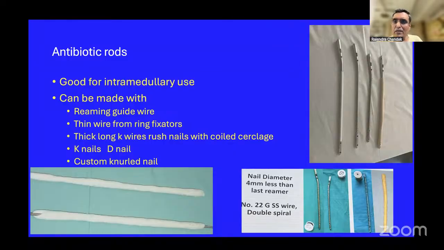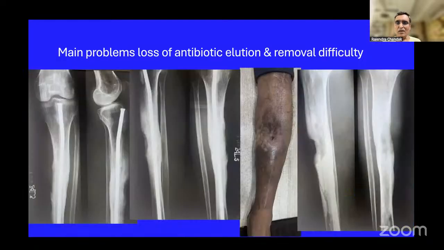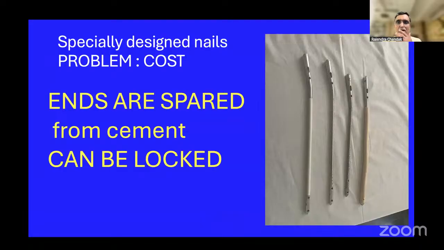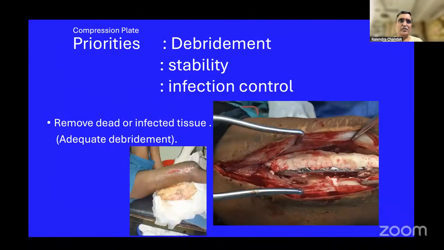When do you use an antibiotic coated nail? If the construct is unstable and is not providing stability, then I would prefer to go ahead with the antibiotic coated nail, for which we will be listening to a wonderful talk from Shiva sir himself. For the antibiotic coated nail, special nail, special knurled nailing, etc., we will listen to it in Shiva sir's lecture, so I will not discuss much in detail.